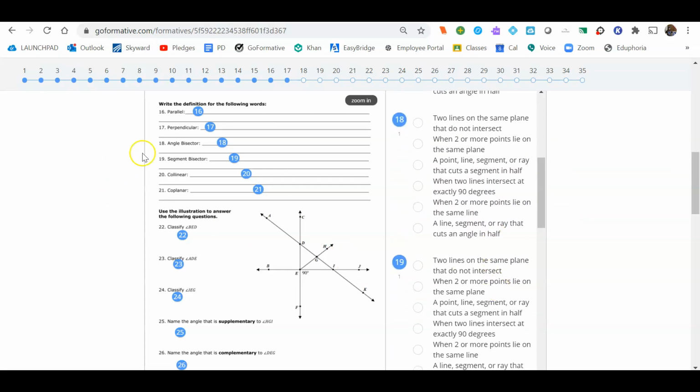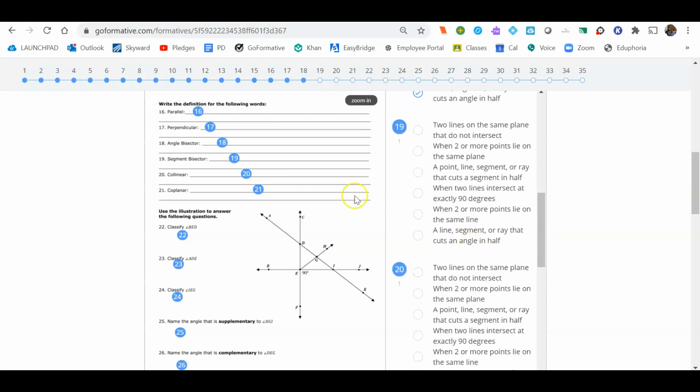All right, 18, angle bisector. When you think of bisecting, you think of cutting in half. So an angle bisector cuts an angle in half. Look at this one right here. This one says cuts a segment in half. That's a distractor. Down here, cuts an angle in half. A line, segment, or ray that cuts an angle in half is an angle bisector, number 18. 19, a segment bisector, cutting a segment in half, that would have to be this one right here.